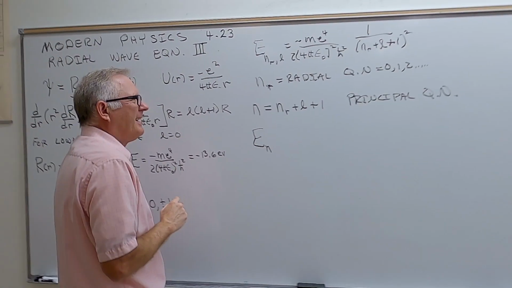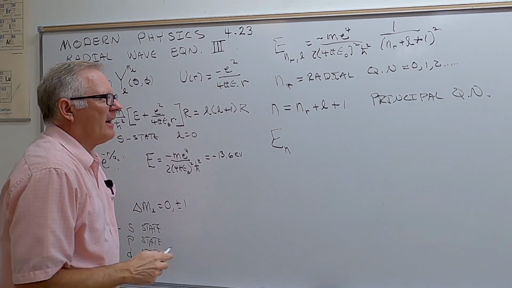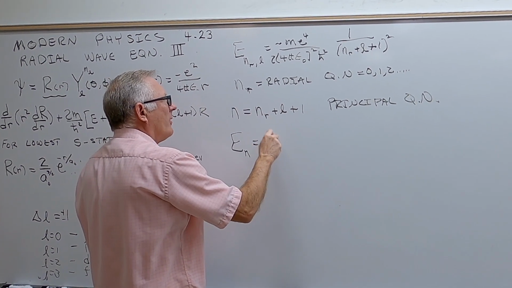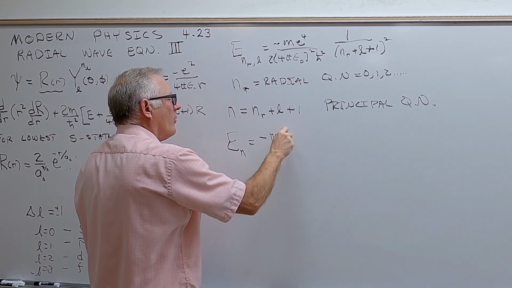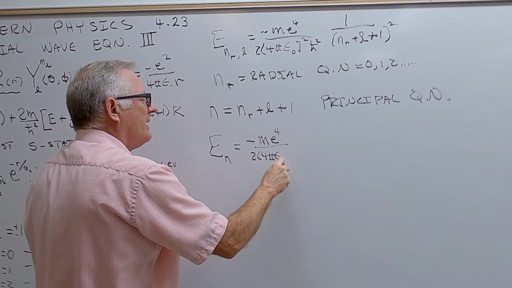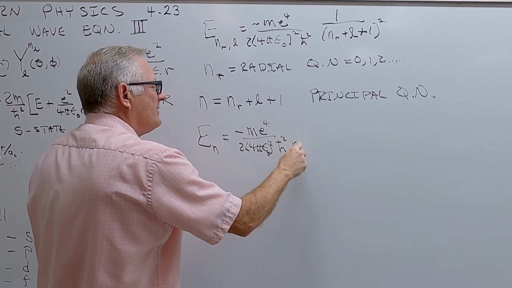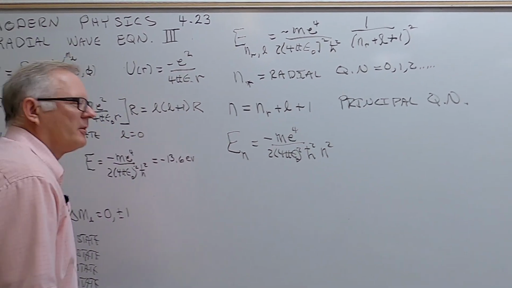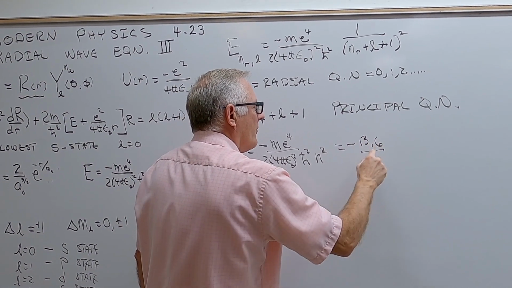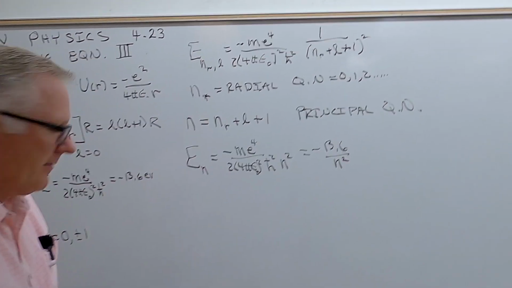So it's only going to depend on n because, once we plug it in there, we don't have any n sub r plus L's. So it just comes out to what we had before: minus m e to the fourth, all over 2 times (4 pi epsilon naught) squared times h bar squared n squared, which is exactly what we got for the Bohr, which was our minus 13.6 over n squared. So there was our energy right there.